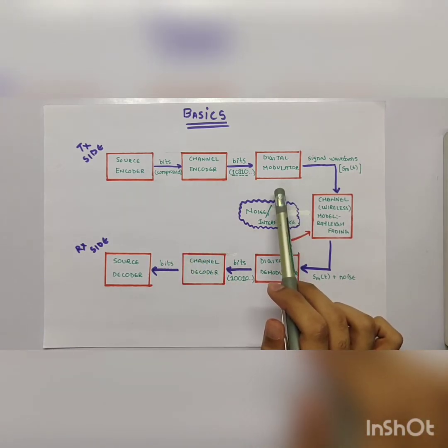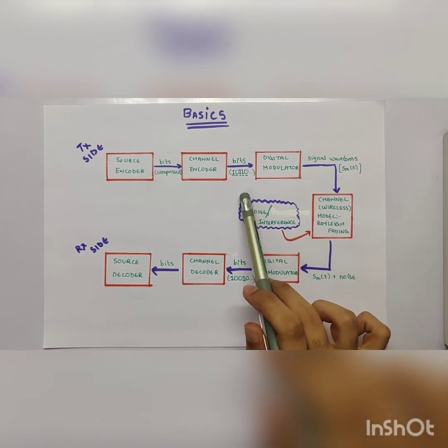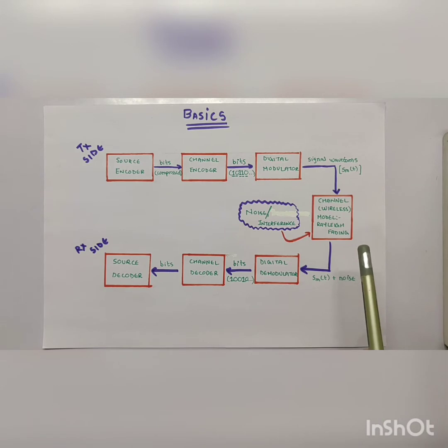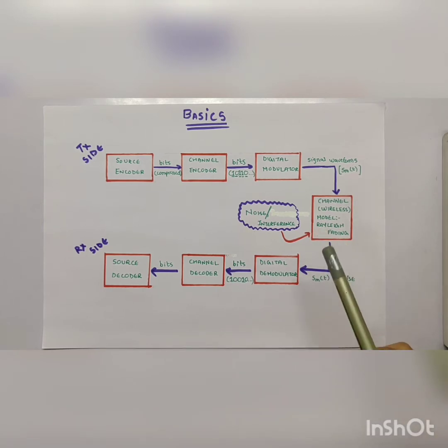Then comes our digital modulator. The goal of a modulator is to reliably transmit this data to the destination through the given communication channel. Depending on the nature of the communication channel, data can suffer from one or more channel impairments, including noise, attenuation, distortion, fading, and other interferences.